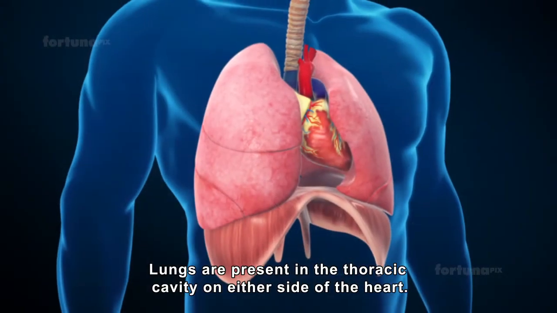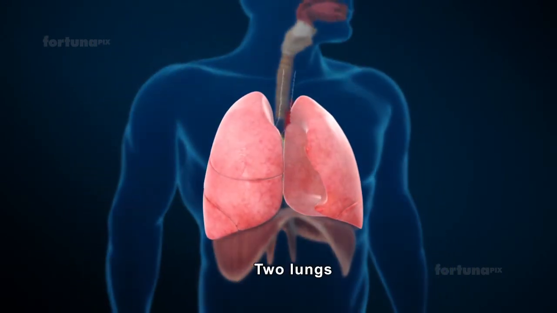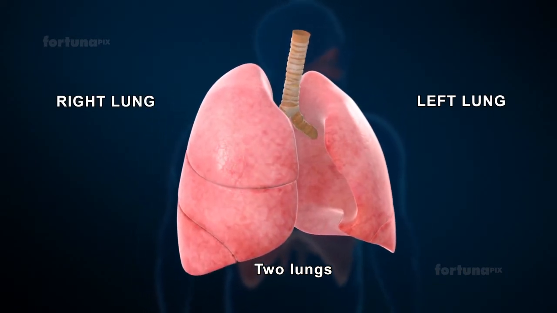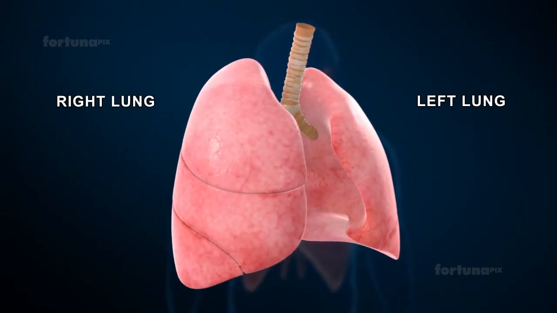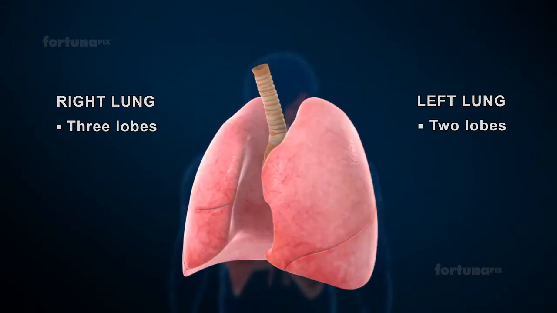The lungs are present in the thoracic cavity on either side of the heart. We each have two lungs, a left lung and a right lung. Each lung is divided into lobes. The right lung has 3 lobes, and the left lung has 2.